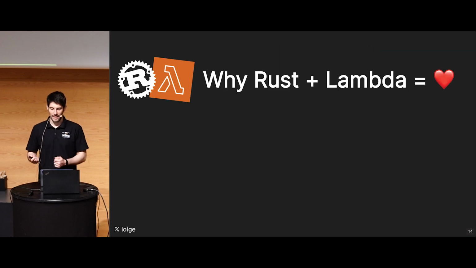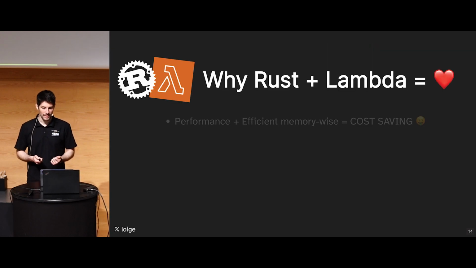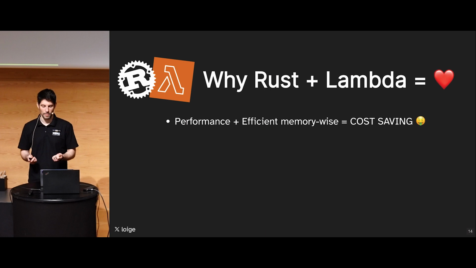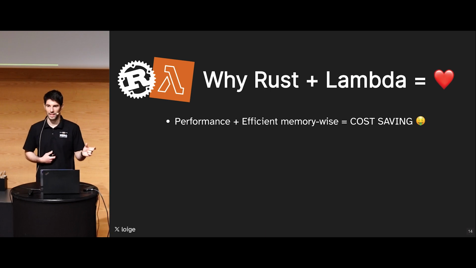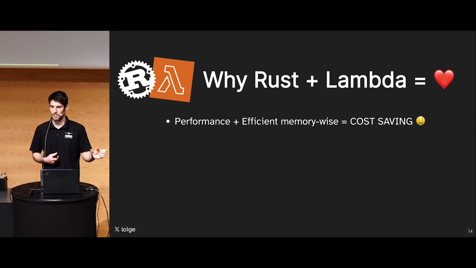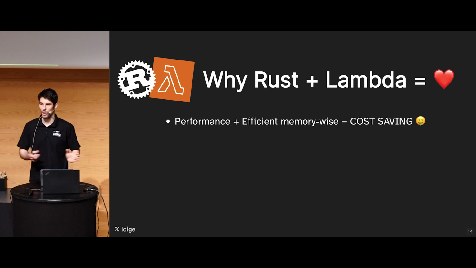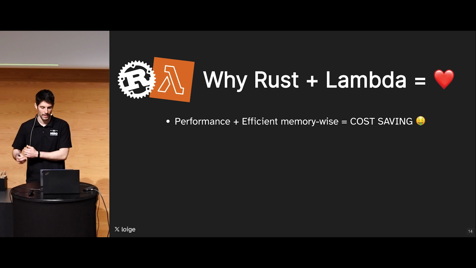Now, if we take Lambda and Rust together, one of the benefits of this combination is that you have a very, very cost-effective solution, because Rust as a language is designed to be very memory efficient. So that means that you can keep the memory part of that equation very low. In my experience, I generally just go with 128 megabytes as a default, and it is generally more than sufficient. Only when I'm doing something very memory intensive, I decide to bump it up.